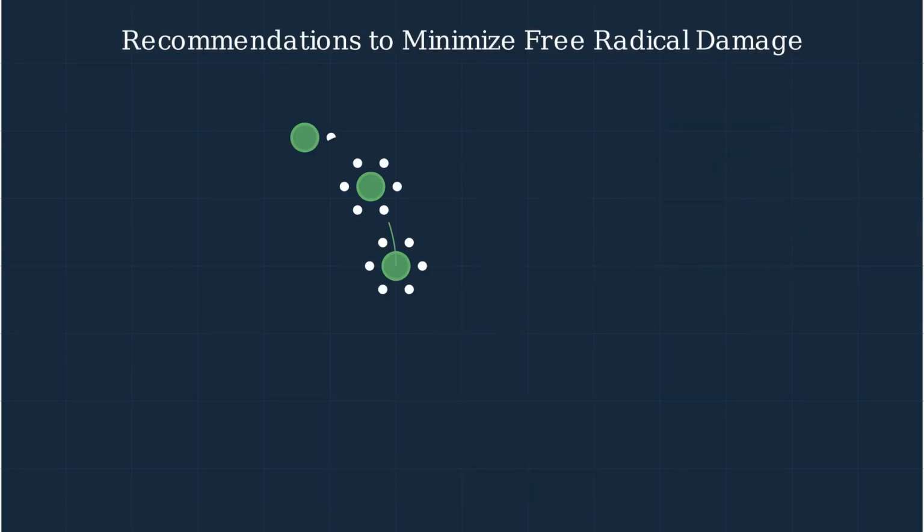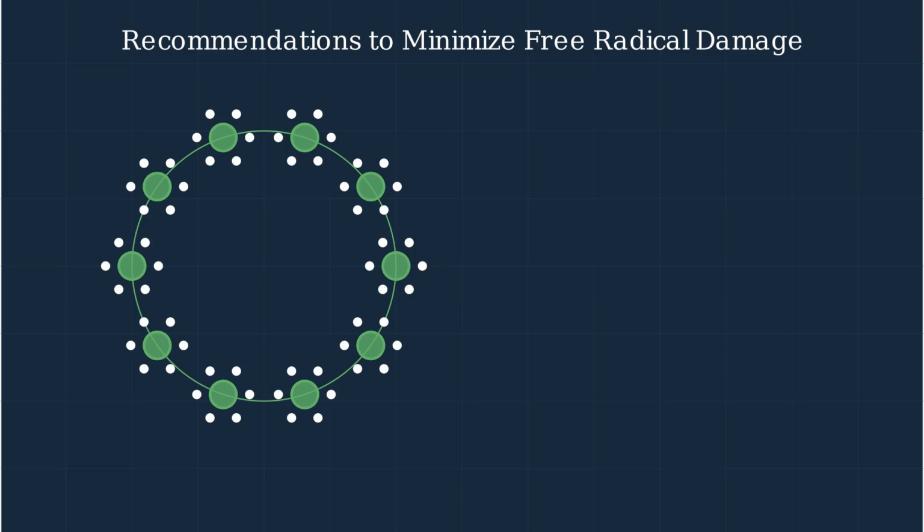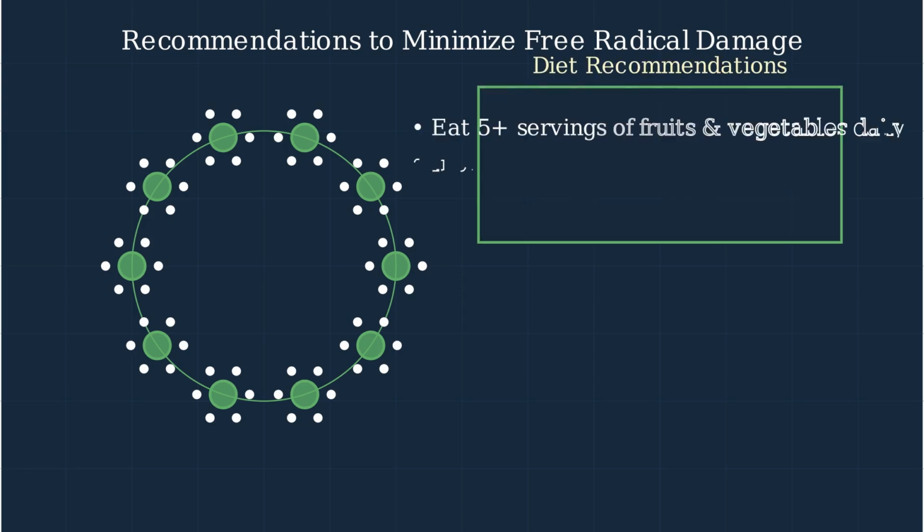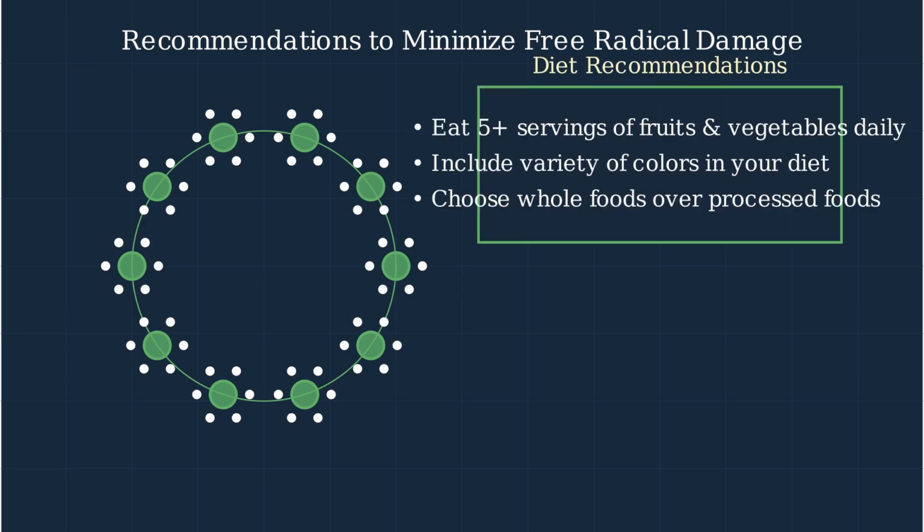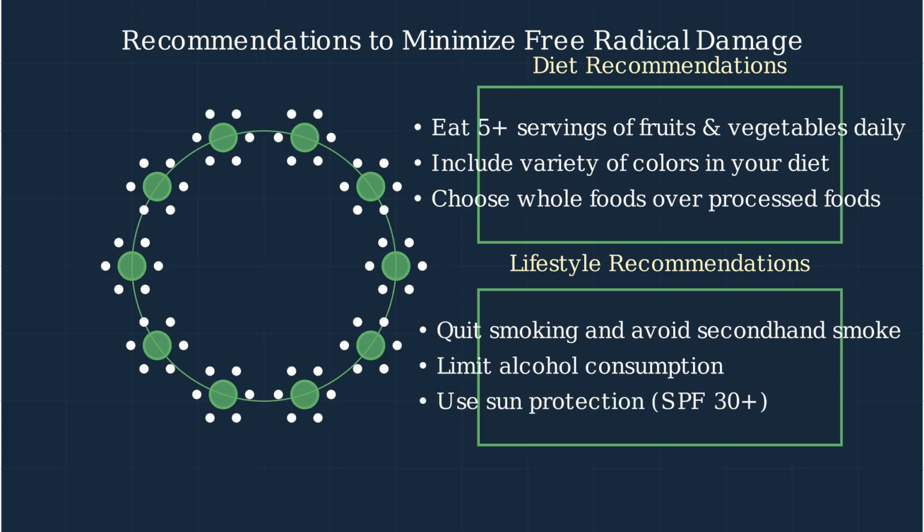Let's explore practical recommendations to minimize free radical damage and promote overall health. For optimal antioxidant protection, aim for at least 5 servings of colorful fruits and vegetables daily. Choose whole foods over processed ones, as they contain higher levels of natural antioxidants and protective phytonutrients. To reduce free radical damage, avoid smoking completely and limit secondhand smoke exposure. If you drink alcohol, do so in moderation, and always use sun protection with an SPF of at least 30, especially during peak sun hours.